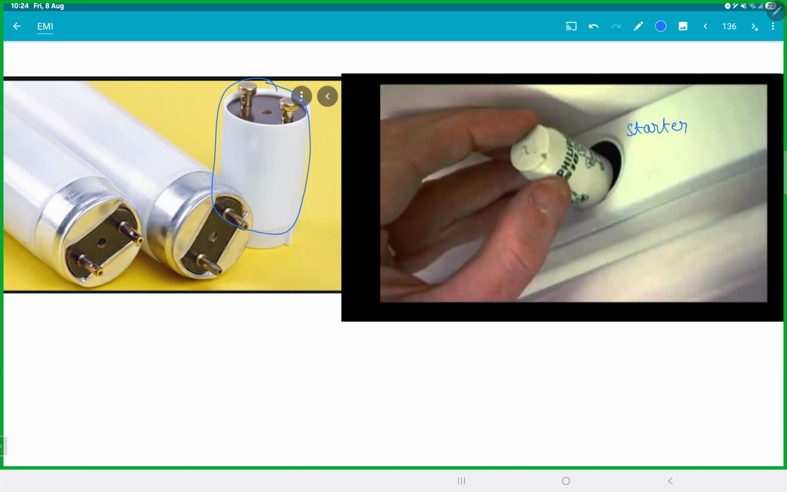Once the air inside becomes conducting, you need only low voltage to maintain the current. It's like your activation energy. Once you reach activation energy, after that you need less energy to maintain the process. So you need the starter. Once the tube light is on, you can remove the starter.